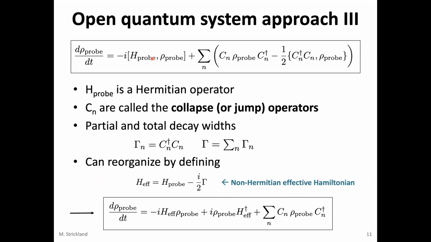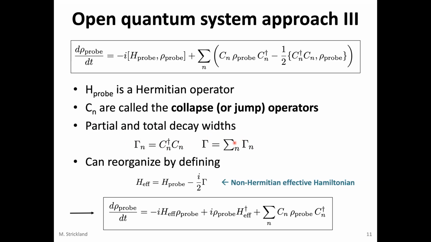In this Lindblad equation, H_probe is a Hermitian operator, and these operators C_n here are called collapse or jump operators, depending on the paper that you read. They are related to the partial and total decay widths of the state that exists in the probe. The partial decay width can be obtained by this product of these jump operators, and the total decay width is simply the sum over all of these partial decay widths.